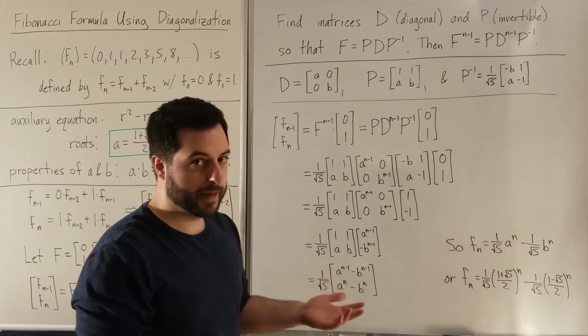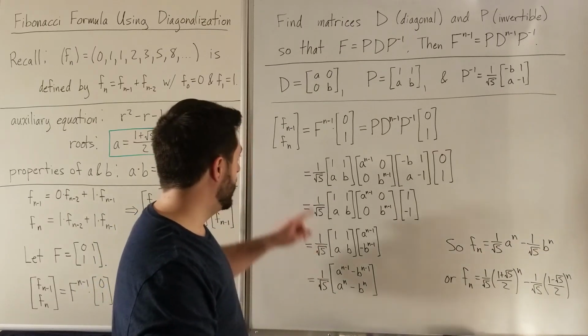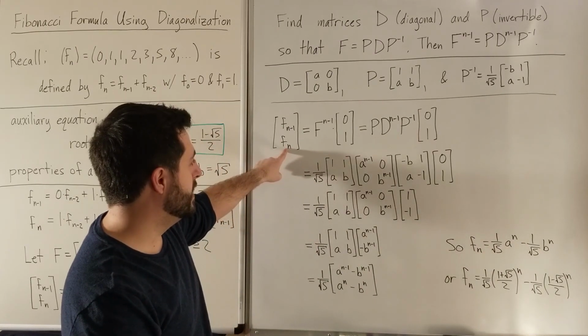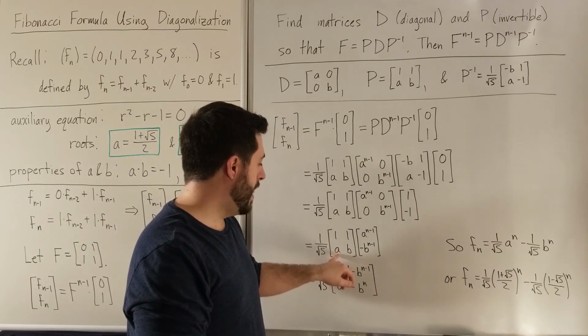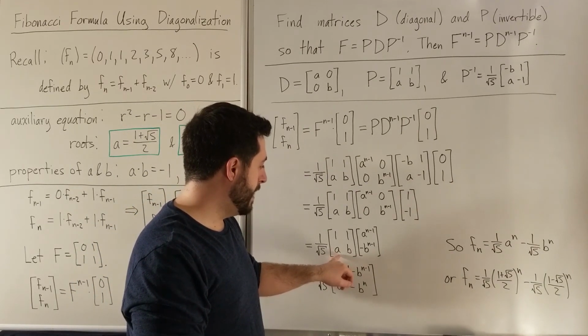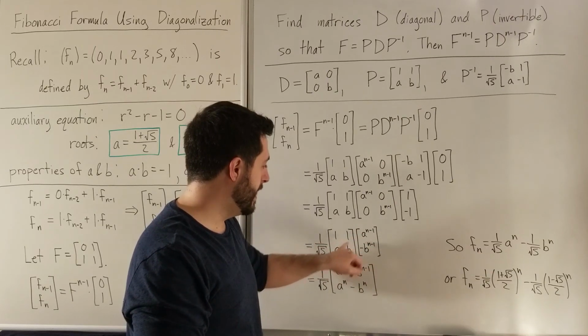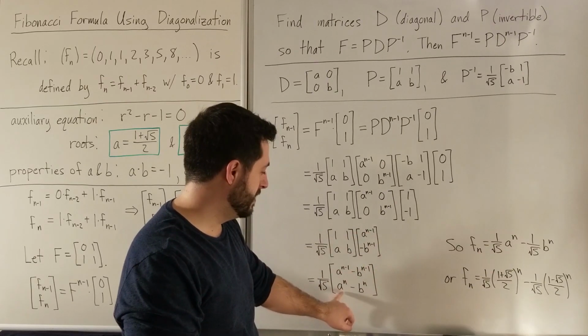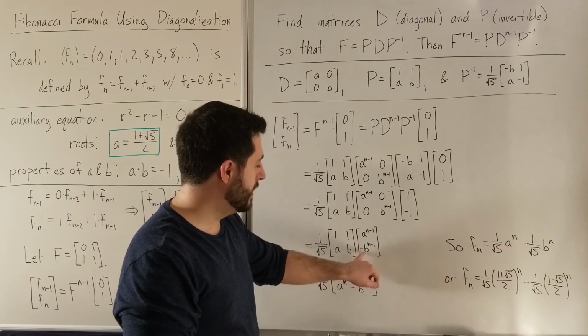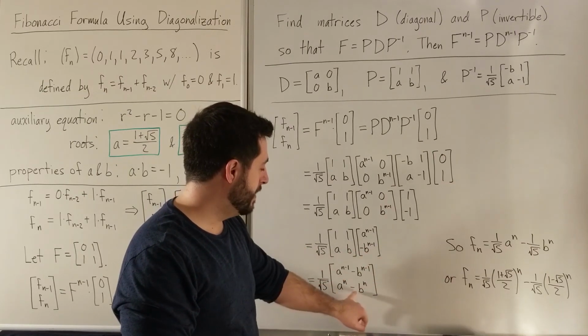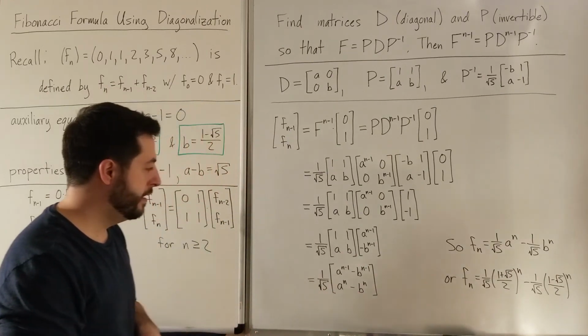But it turns out I don't care about this top entry. The main thing I care about is the bottom entry, which is just the nth Fibonacci term, f sub n. That's going to come from a times this top term. So a times a to the n minus 1 is just a to the n. And we're going to add on b times negative b to the n minus 1. That's just minus b to the n.